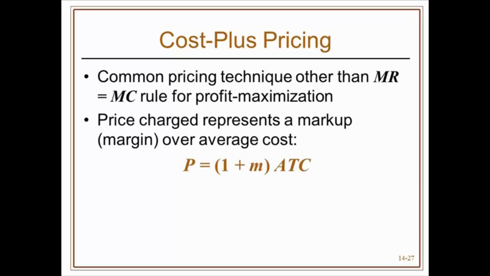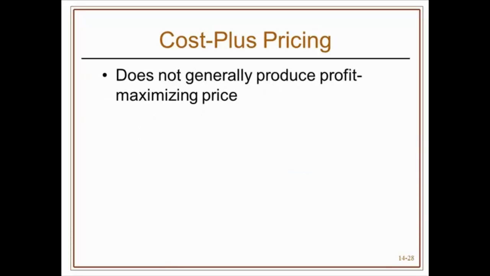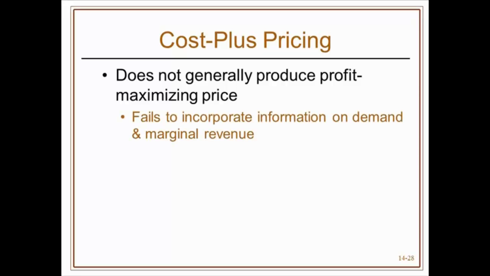So all the company does is just say, well, we know what our costs are, and let's just charge a markup, a particular percentage markup over our average cost. And certainly it doesn't guarantee that you're going to get this profit maximizing price. If you're not talking about any marginal revenue or marginal cost concepts, then you can't guarantee that you're going to be profit maximizing. Again, all you're looking at is your average cost instead of your marginal cost.